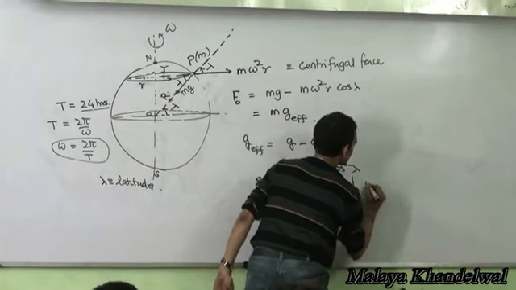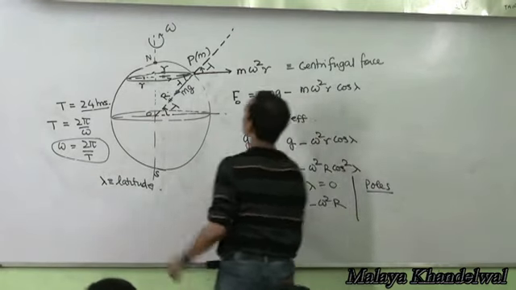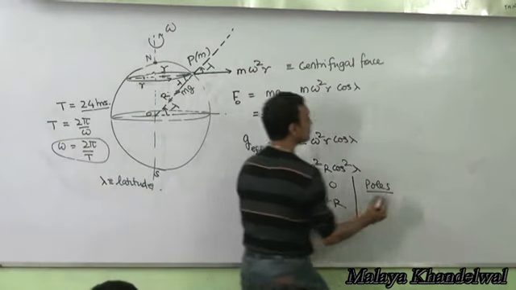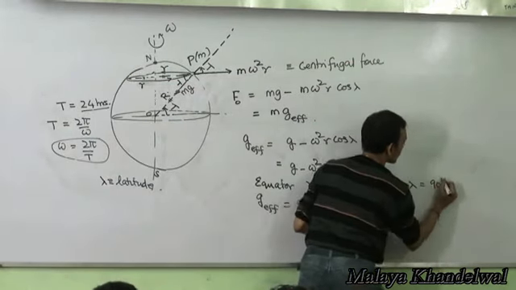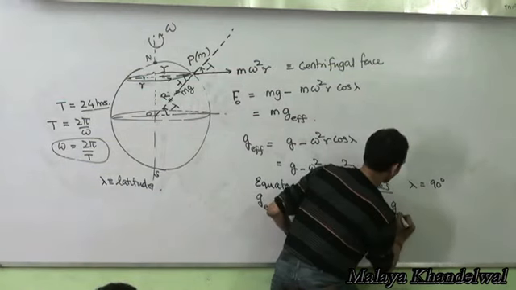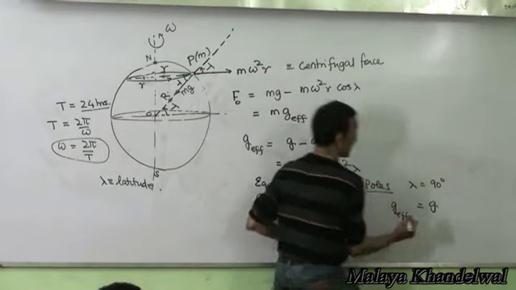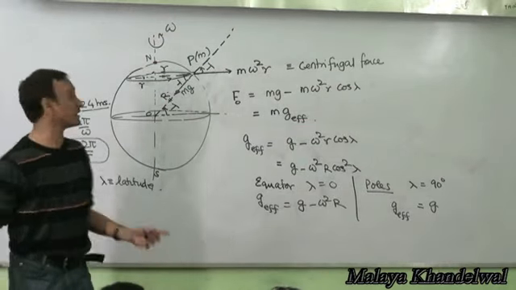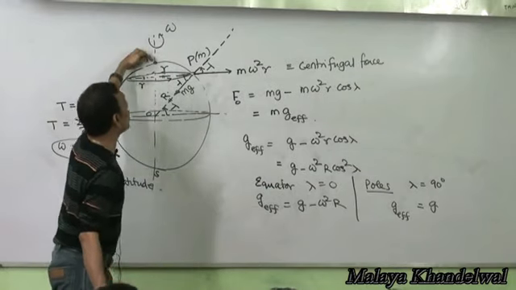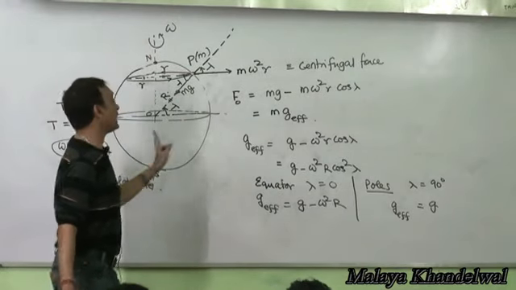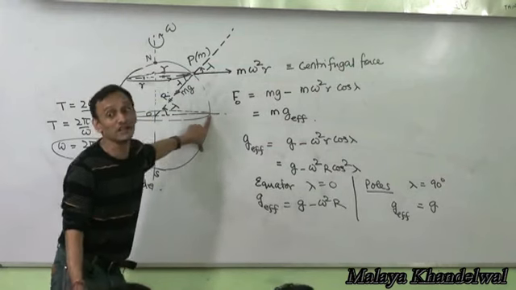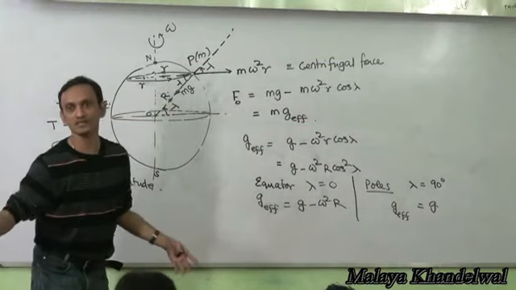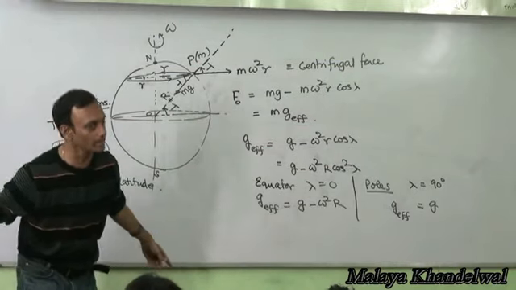At the poles, lambda is 90 degrees, so cos lambda would be 0. g effective is the same as g, which was the g without omega. That means the rotation produces no effect at the poles and has the most pronounced effect at the equator. That's how g varies with latitude. Clear?